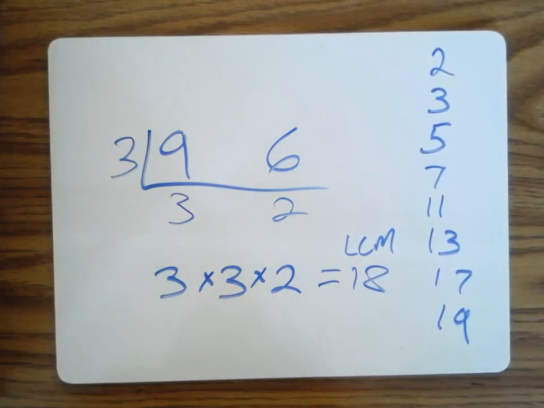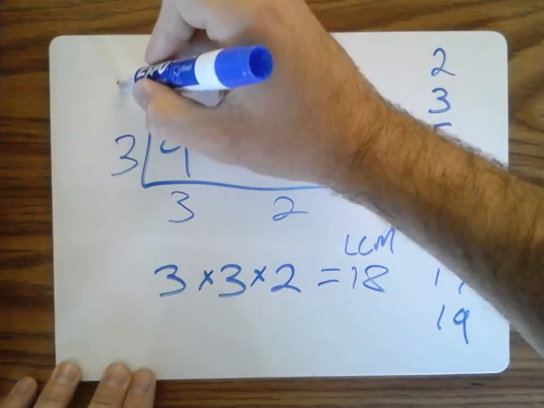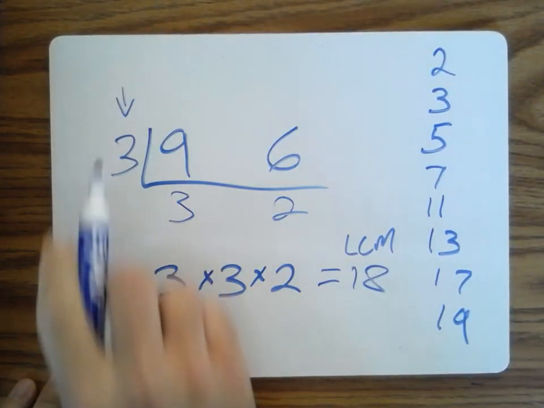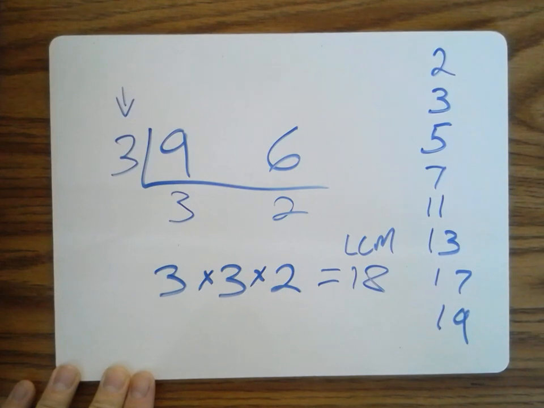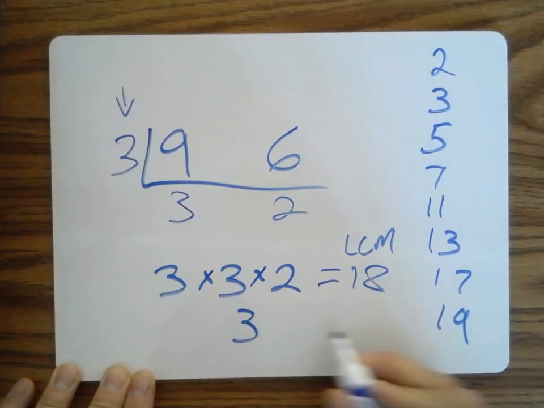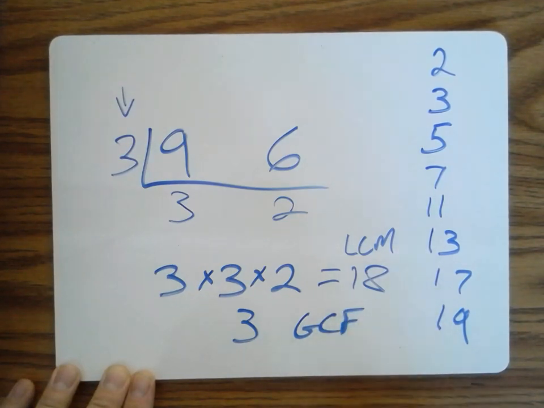But if I'm looking for the greatest common factor, the largest number that is a factor of both of these that they have in common, I'm only going to look right here. And I'm going to take the product of the factors down the left-hand side. Since there's only one factor, that is in fact 3, and that is my GCF, my greatest common factor. And this will work for any two numbers. We just may need to get creative.